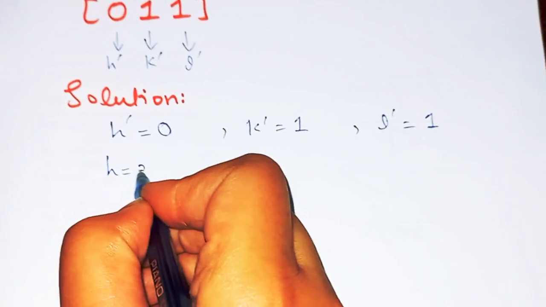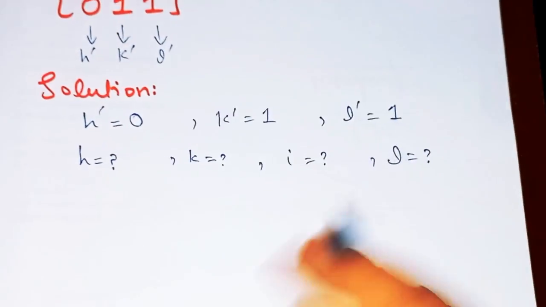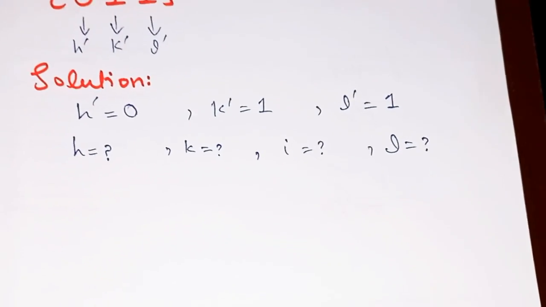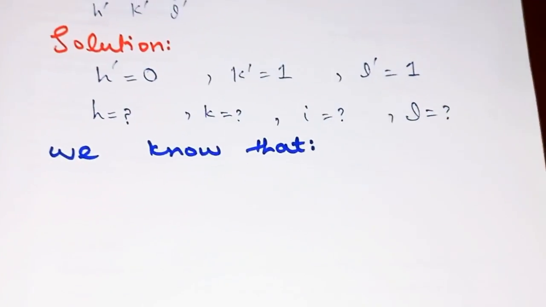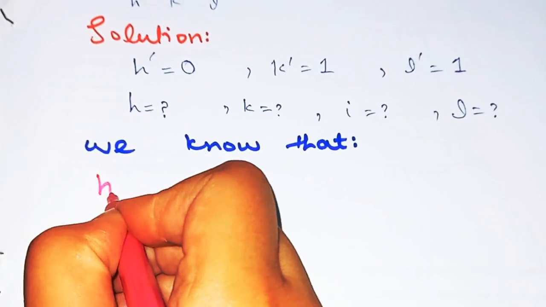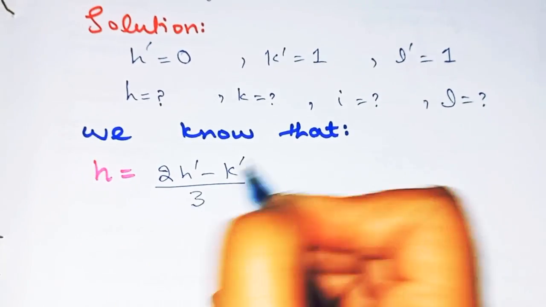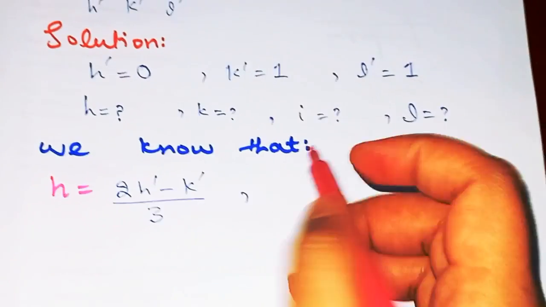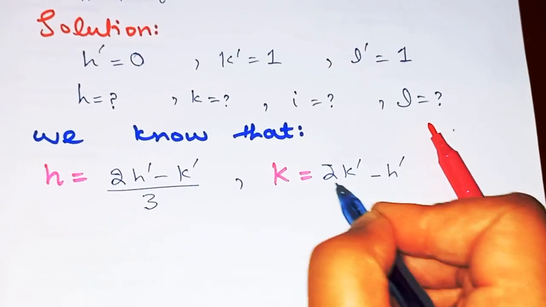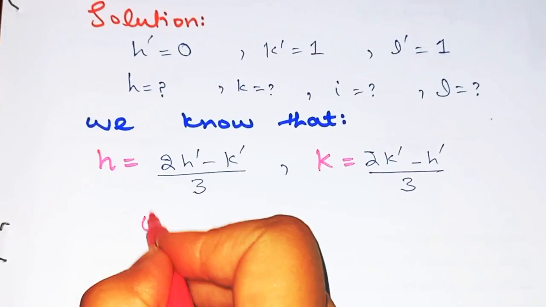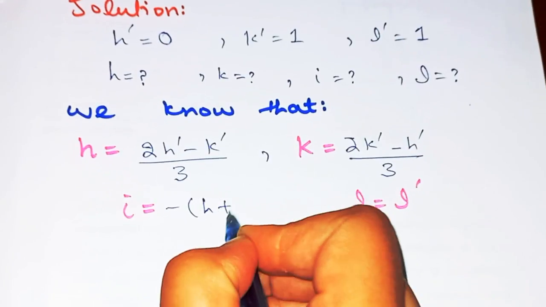And we need to calculate H, K, I, and L. Okay, that is something that we need to calculate. And let's write down the formula that we are going to use. We know that these are the magical transformation equations, which is H equals 2H prime minus K prime divided by 3. This is H. Then we have K, that is equal to 2K prime minus H prime divided by 3. Then we have I, that is equal to negative of H plus K.